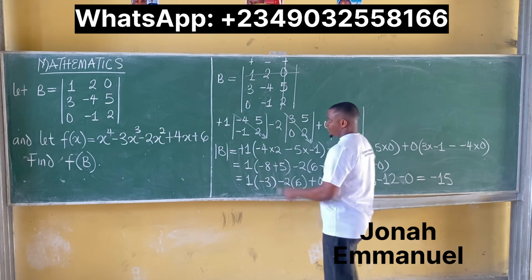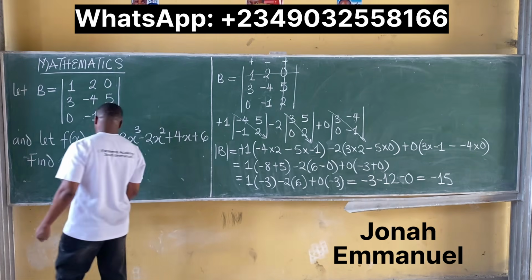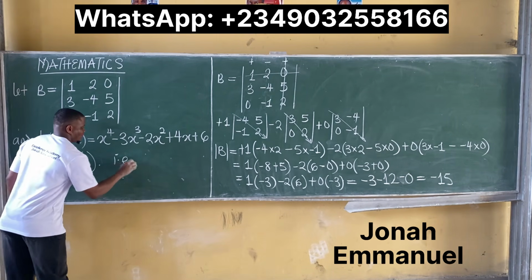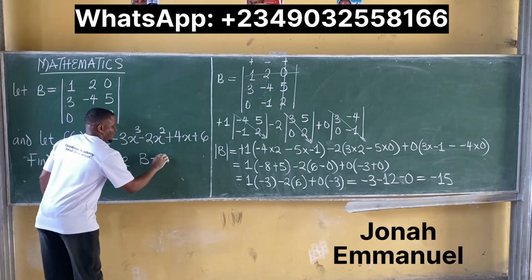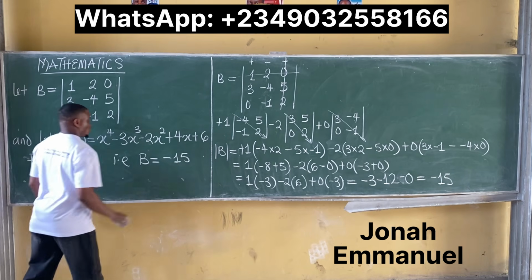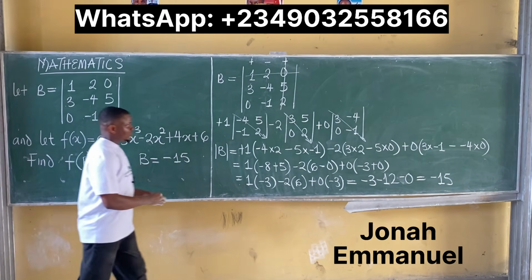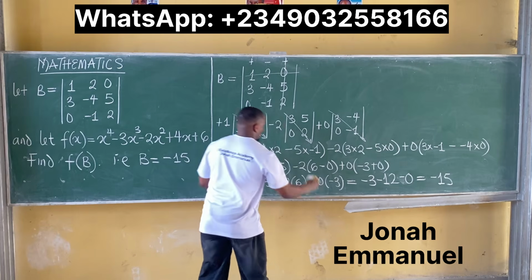So in essence, for this question, we've gotten the value of B as equal to minus 15. Let me clean this so we can proceed. So B is minus 15.